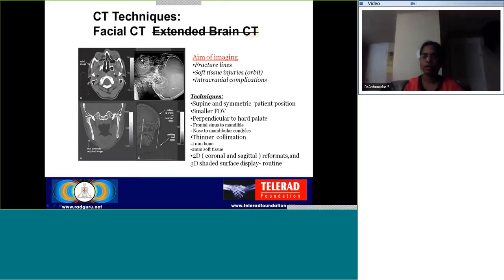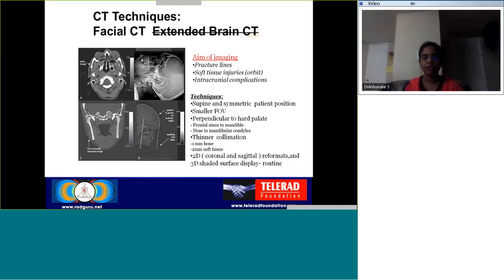The techniques are: the patient has to be positioned supine, and the positioning must be symmetrical. The FOV we use in the facial CT is a smaller one, of 19 centimeters, and the scanning is perpendicular to the hard palate. The scanning is from the frontal sinus to the mandible craniocaudally, and from the nose to the mandibular condyles anteroposteriorly. We use a thinner collimation of 1 mm for the bone algorithm and 2 mm for the soft tissue algorithm.